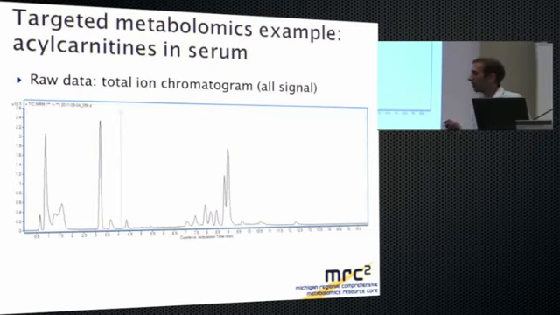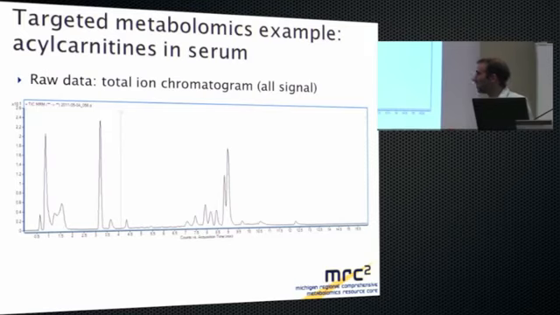Okay, so this would be the raw output if you were just to look at what came out of the instrument without any further analysis for this experiment. And we have what's called a total ion chromatogram, which means all signal from all of the ions that the mass spectrometer was able to produce, and you get a plot of intensity versus retention time.